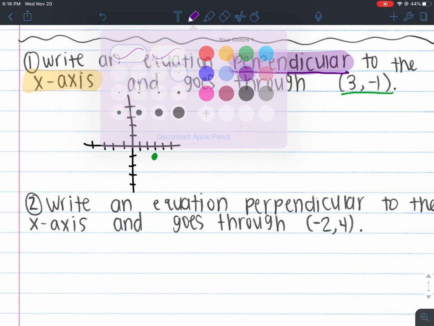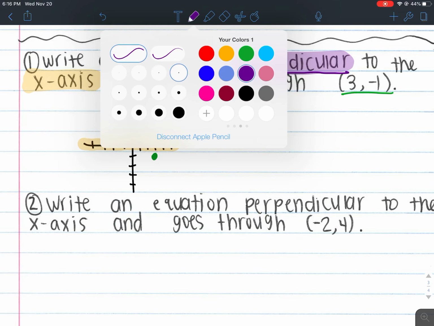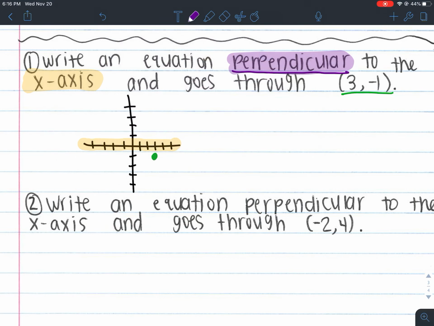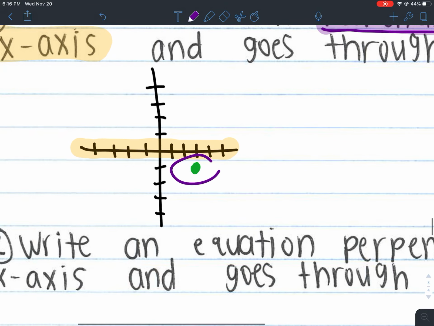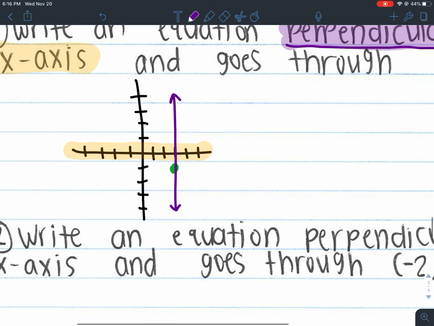Now, I want this perpendicular to the x-axis. The x-axis is right here. I'm going to highlight it in yellow. I want it perpendicular to this. So, do I want it to cross the x-axis or be parallel and never cross? I want it to cross. I want it to be perpendicular. I want it to go through this point but be perpendicular to the x-axis. So, it's going to look something like this, right? Because now I have the x-axis and then my line.